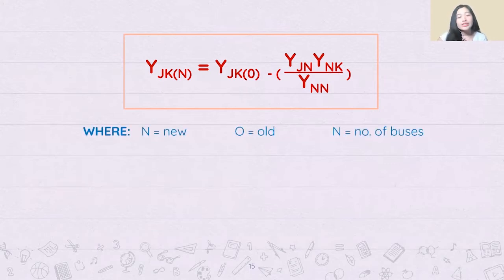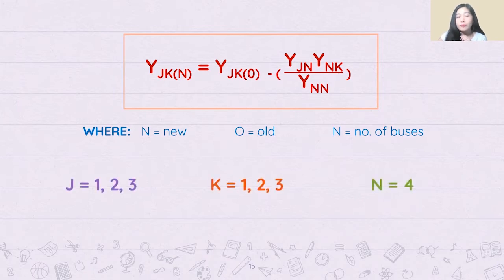So, Y sub jk, n equals Y sub jk, O minus the quotient of Y sub jn times Y sub nk and Y sub nn. So, our n symbolizes the new, our O is the old, and n is the number of buses. Or basically, if our matrix is 4x4, our J will signify 1, 2, and 3. K is 1, 2, and 3 as well, and n is number 4.